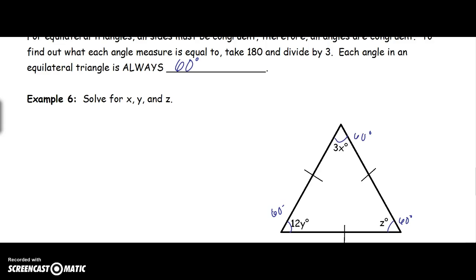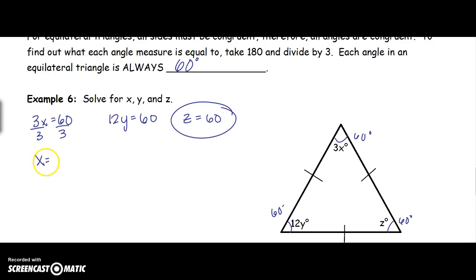So even though we have three different variables, you can still set everything equal to 60. 3x is equal to 60, 12y is equal to 60, and z is equal to 60. So it's one variable to solve for each. When you divide by 3, x is 20. When you divide by 12, y is 5.